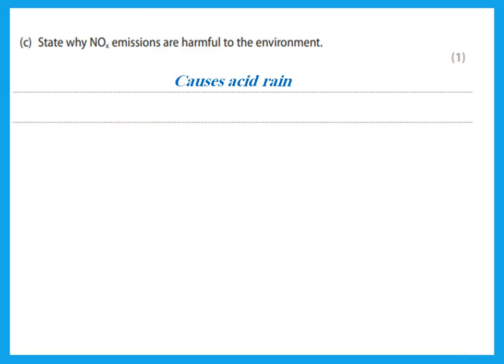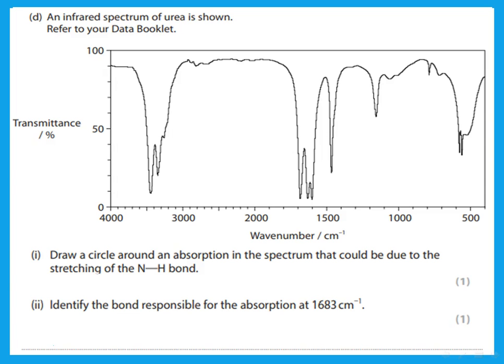State why oxides of nitrogen emissions are harmful to the environment. Remember that oxides of nitrogen cause acid rain. Then this question talks about the infrared spectrum of urea, and he says, draw a circle around an absorption in the spectrum that could be due to the N-H bond.